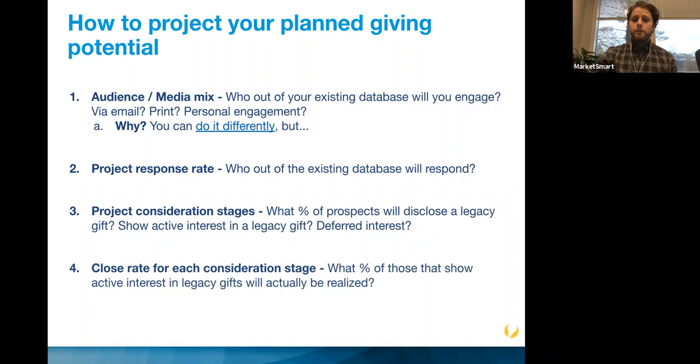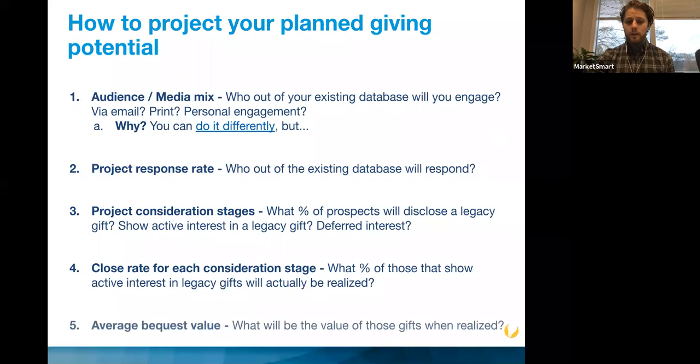Now, fourth, once we've separated cohorts of individuals into different consideration stages, we need to think about how likely we are to actually close and realize that planned gift from someone in that consideration stage. Someone who's told us they've left the gift to us in their will already, there's a higher chance that we're actually going to realize that gift than someone who's, say, told us they have deferred interest in making a planned gift. The likelihood that we actually realize a planned gift from someone in that deferred group is much lower than someone who's disclosed that we're already in their will, for example, and we'll get in depth on what that looks like.